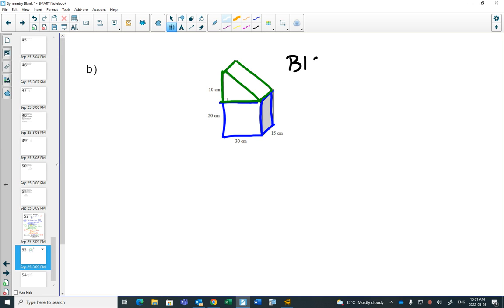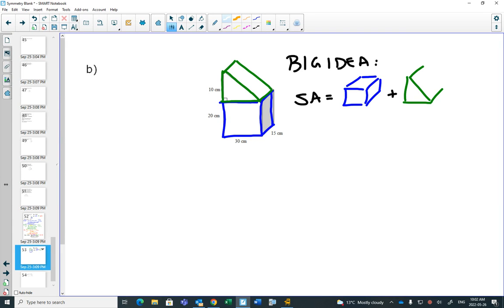Big idea to figure out our surface area. Okay, I'm looking at this. I'm going to figure out the surface area on my rectangular prism. And then I'm going to add the surface area of my triangular prism. And then I'm going to have to subtract.